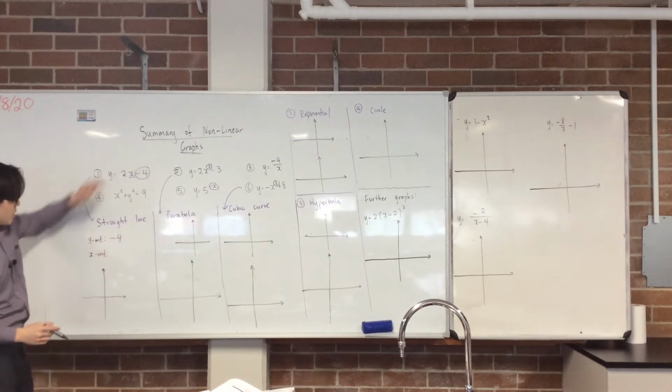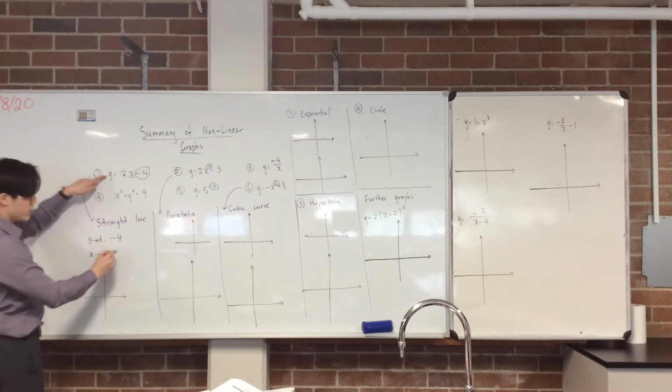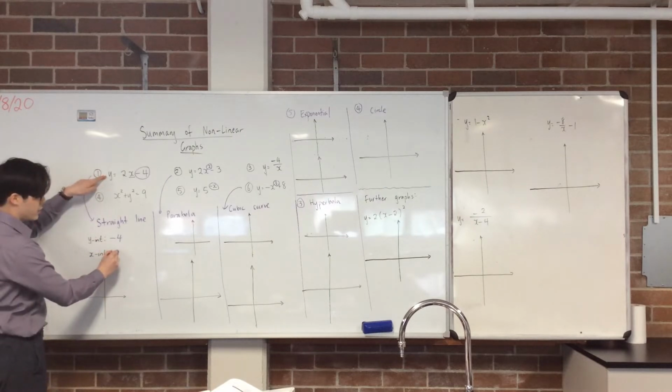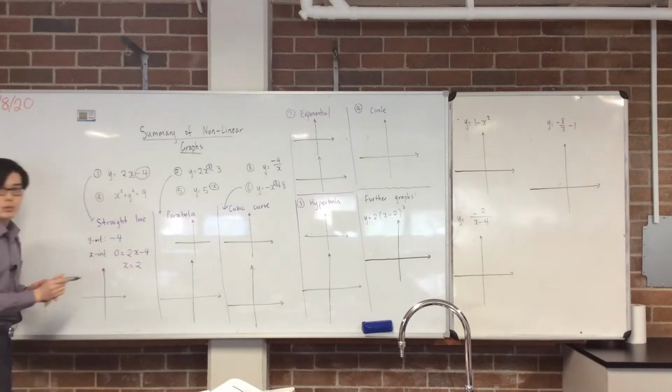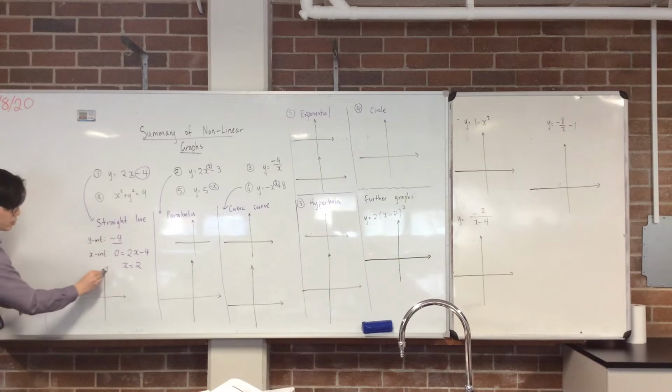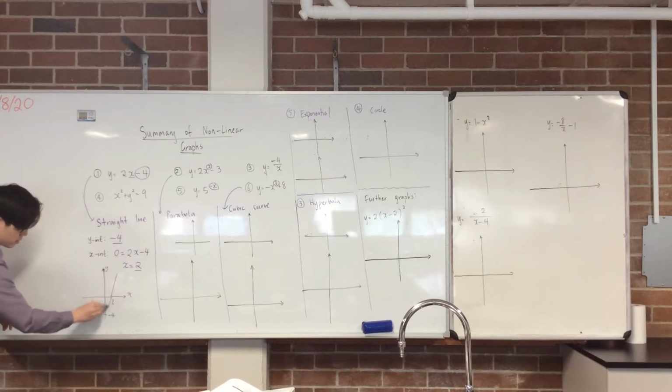The x-intercept, girls, what do you make it equal to? y equals 0, so we're going to solve 0 equals 2x minus 4. And as we can see, if I just skip the steps, x is equal to 2. So I'm going to label -4 on the y-axis, which is here. And 2 is there, and then join it up.